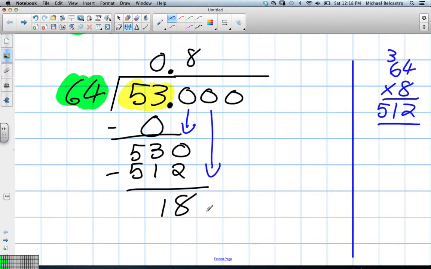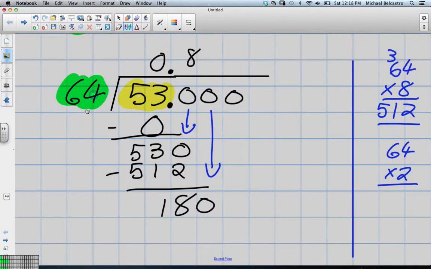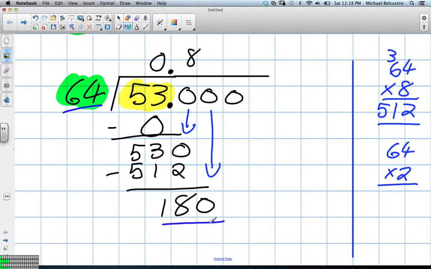Yep. And 64 into 180 is... yeah, it'll be 2. Why not 3? Because 64 times 3 would be 192. That's good. Here's a quick way of estimating that. What if I had the number 60 instead of 64? How many times does 60 go into 180? 3. So 64 would obviously be too big, right? So then we know we have to use 2. Good. Excellent. You picked that up fast.